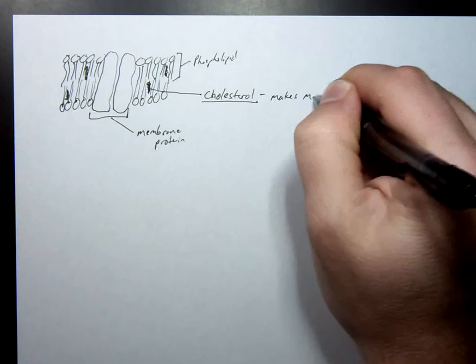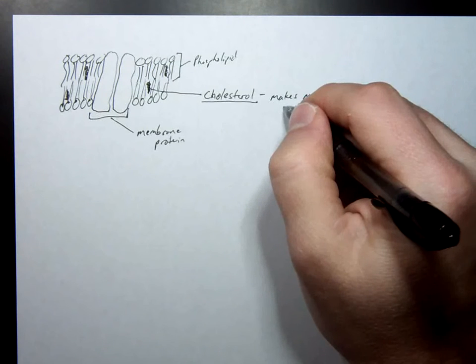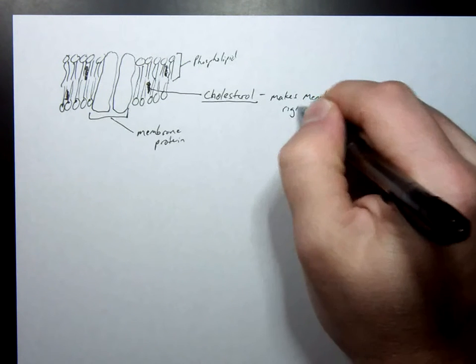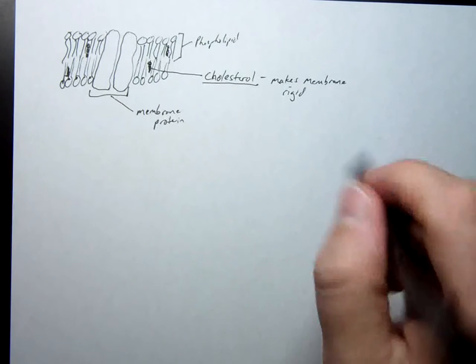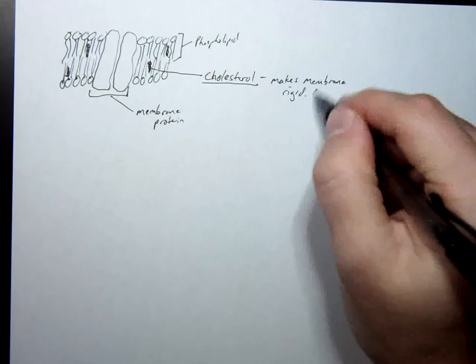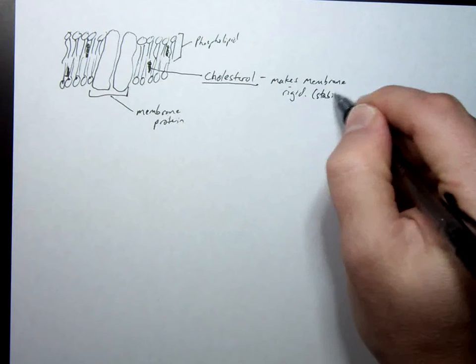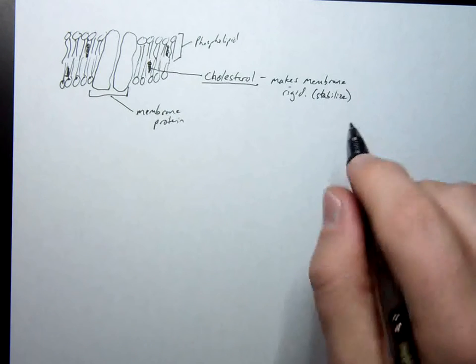makes the membrane rigid. Okay? Otherwise the membrane gets a little too floppy and it doesn't do a good job. These things make it rigid, it's stabilized. Stabilizes the membrane. So they help to stabilize.